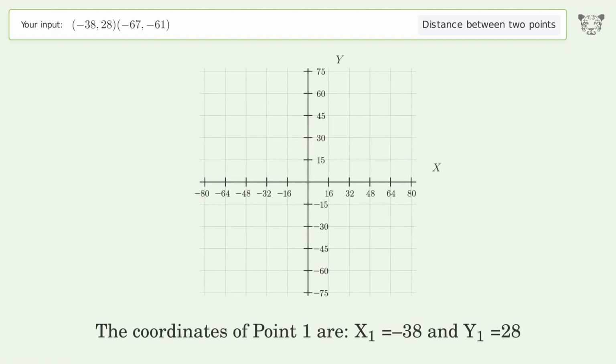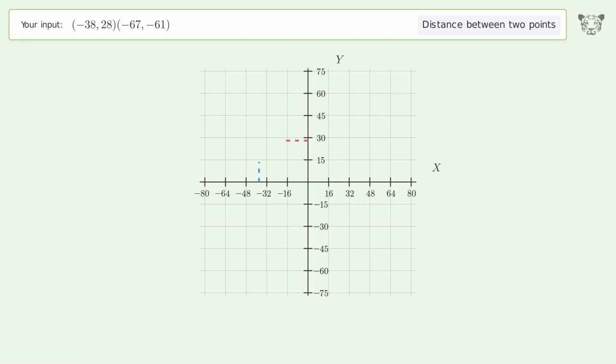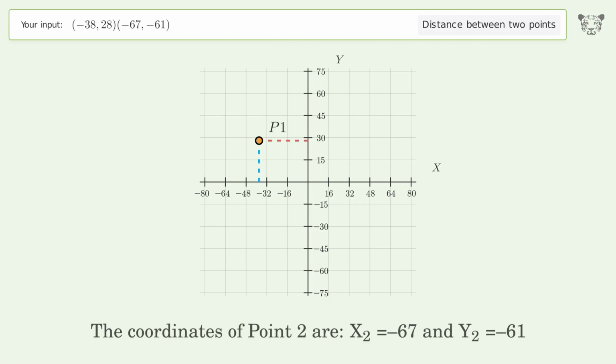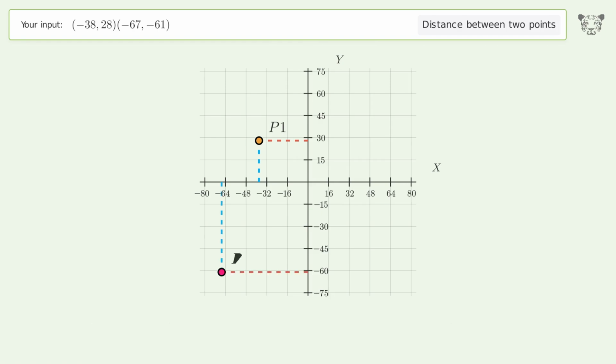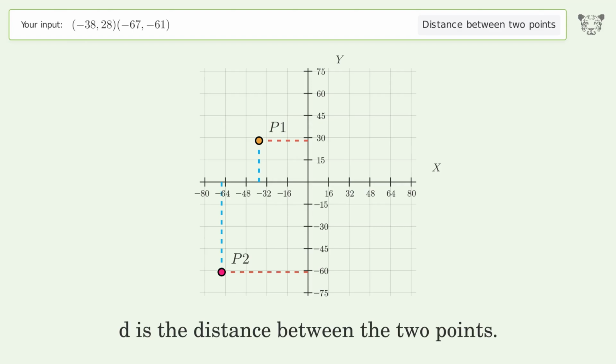The coordinates of point 1 are x1 equals -38 and y1 equals 28. The coordinates of point 2 are x2 equals -67 and y2 equals -61. D is the distance between the 2 points.